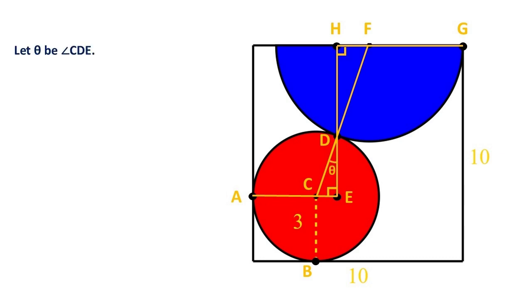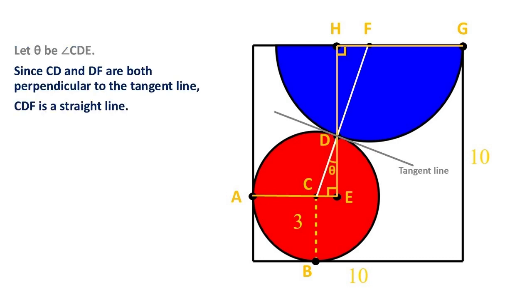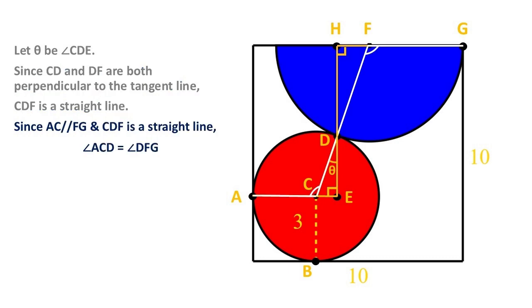Also, let's denote theta as angle CDE. As lines CD and DF are both perpendicular to the tangent line crossing the intersection point of the red circle and the blue semicircle, we know that CDF is a straight line. Then, since line AC and line FG are parallel to each other and CDF is a straight line, we know that angle ACD equals angle DFG.